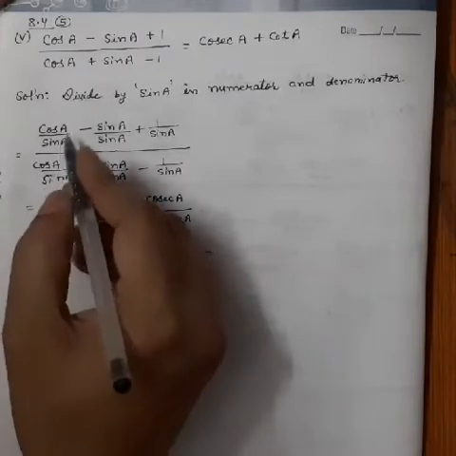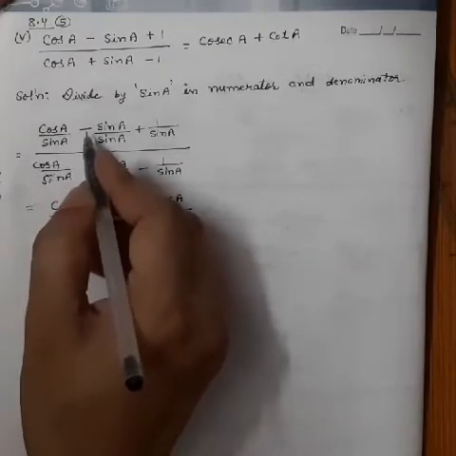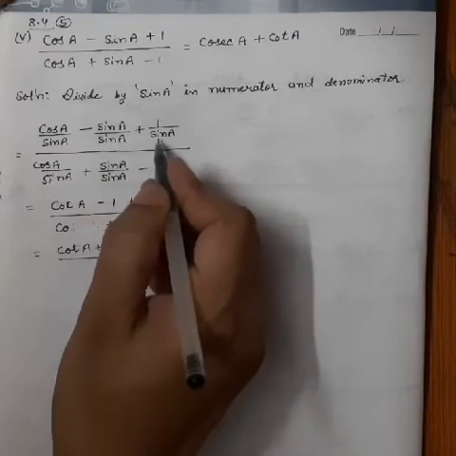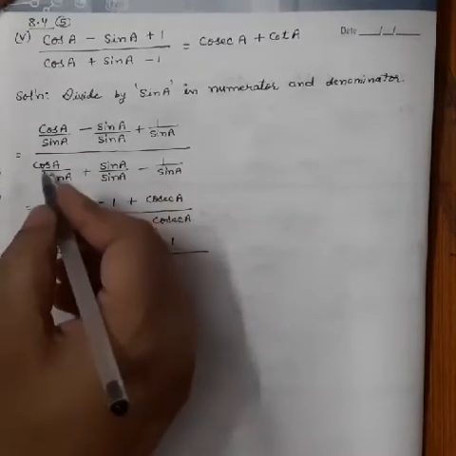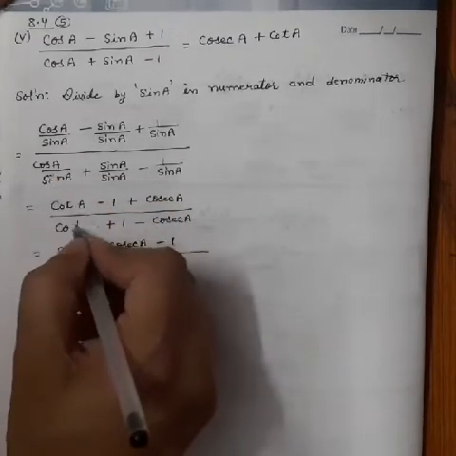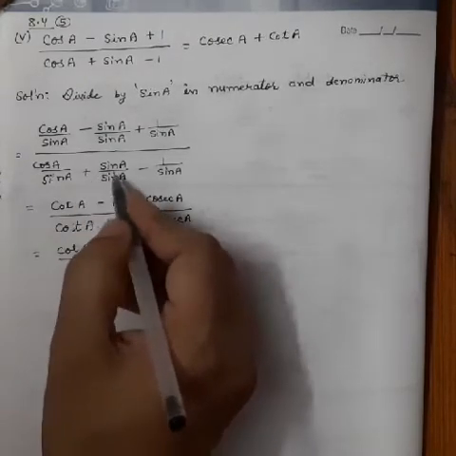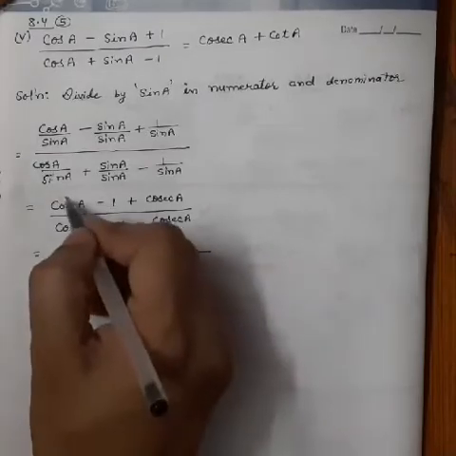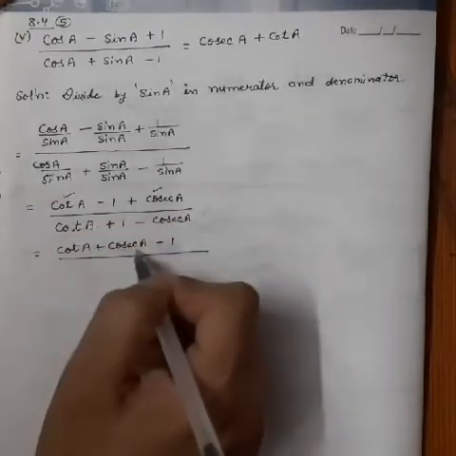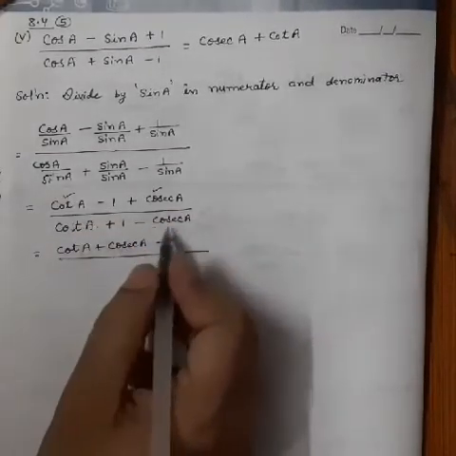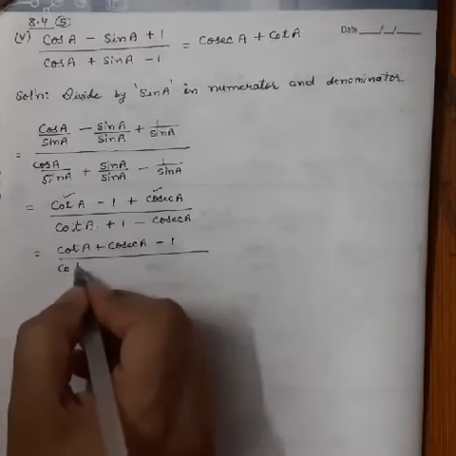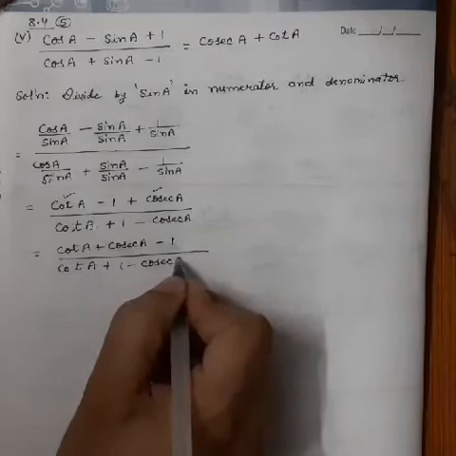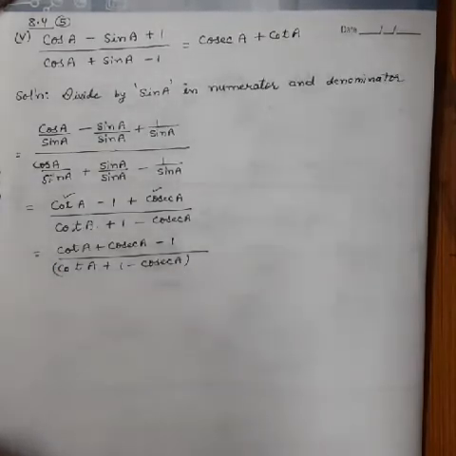Okay, so cos a upon sin a is cot a, minus 1, plus 1 upon sin a. This 1 upon sin a is cosec a. The denominator is cot a plus 1 minus cosec a. So I am going to rearrange this. I am rearranging and taking cot a plus 1 minus cosec a as it is.